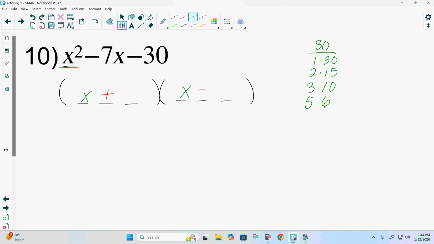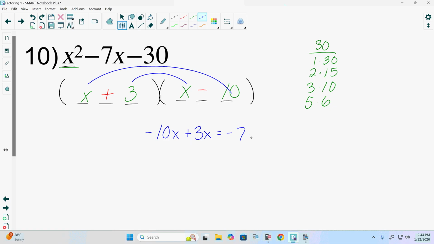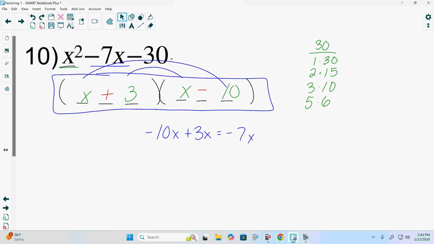Which ones do we want to try first? 3 and 10. Which one do we want with the plus? Okay, 10 with the negative. X times negative 10 would be negative 10x. 3 times positive x, positive 3x. So we have negative 10x plus 3x. Negative 10 plus 3 is negative 7x. Is that the middle term we wanted? Yes. So really, checking the middle term is just to make sure we have the correct factors. The answer itself is x plus 3 times x minus 10.